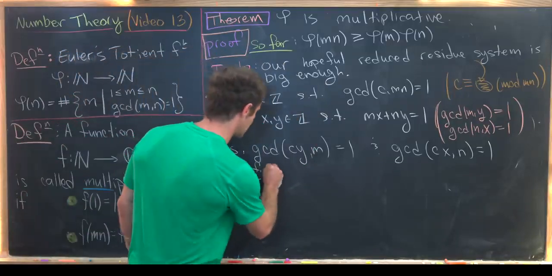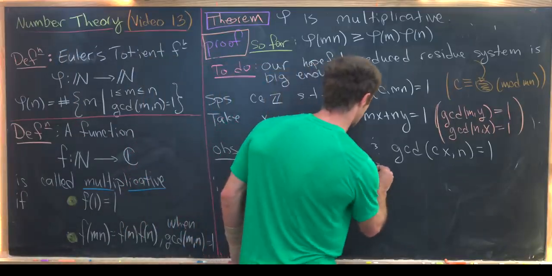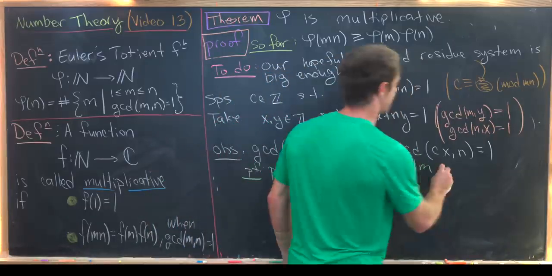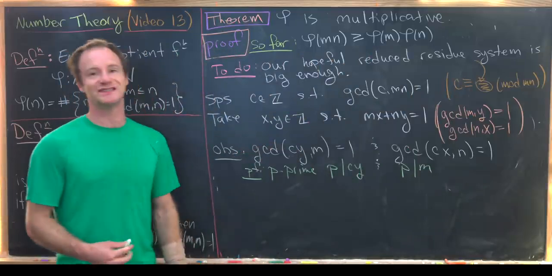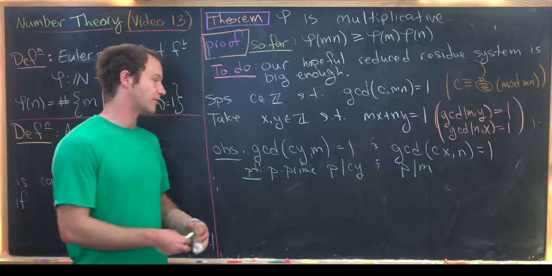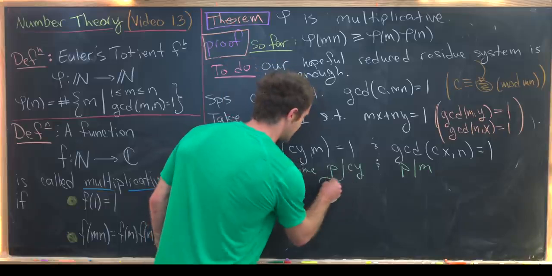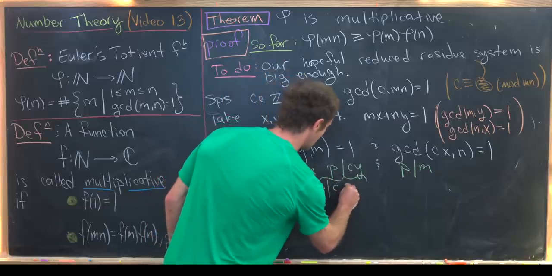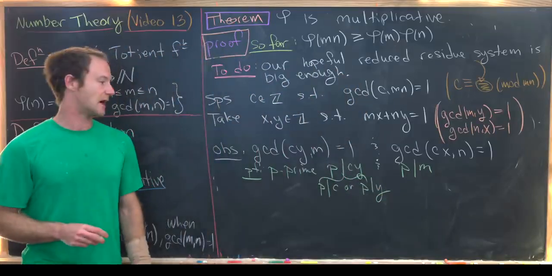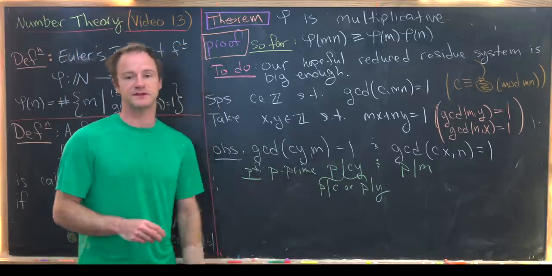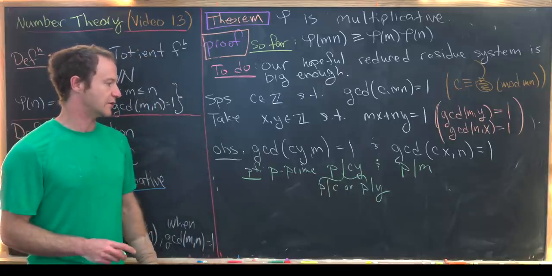So let's suppose p is some prime and p divides cy and p divides m. In essence, what we're doing here is starting by assuming that the GCD is not 1 and searching for a contradiction. Okay, so from here, we can say that this means p divides c or p divides y. That's just a standard fact about prime numbers and when prime numbers divide products. Okay, so now let's see how we can work off of both of these.